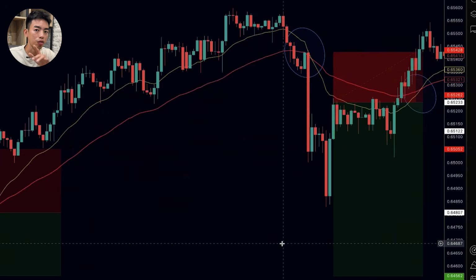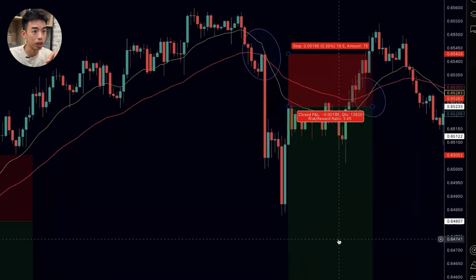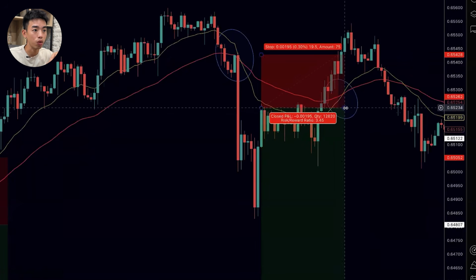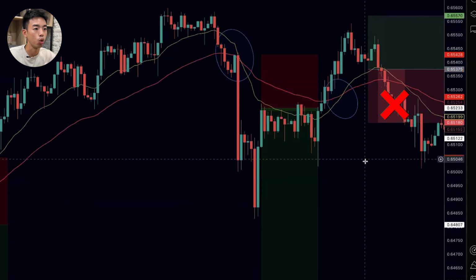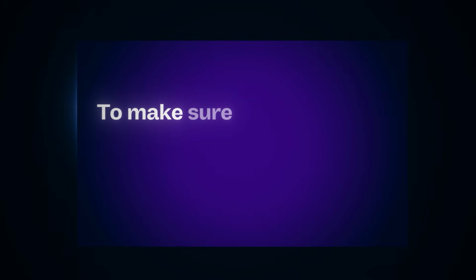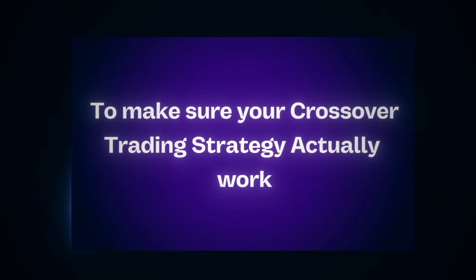Now, how many times have you been in a situation like this though? As soon as the crossover happened, another crossover tend to happen again. And this time, let's say if you were to take a buy, following the conventional rule, right around here, this trade would one more time stop you out. So here's the thing. The crossover strategy works sometimes, but doesn't work at other times. In this video, I'm going to talk about what exactly you need to look for to make sure that your crossover trading strategy would actually work.